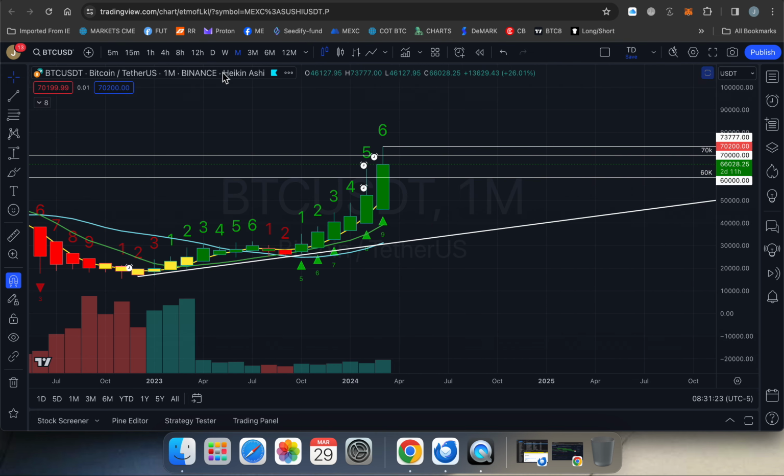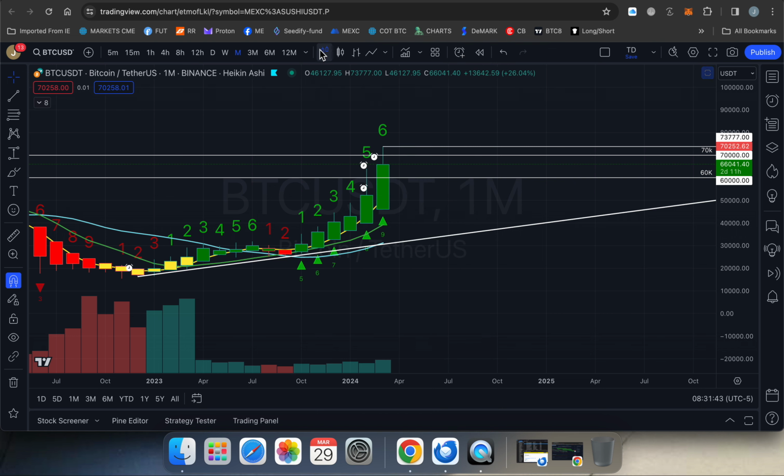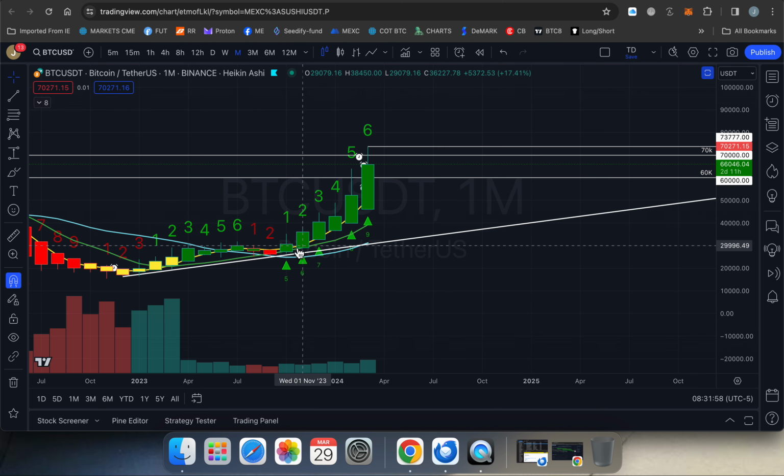I like to use this Heikin-Ashi candlestick. If you don't have it, you can click this Heikin-Ashi candlestick setting, and save it as your favorite. Just click your star button over here on Heikin-Ashi down here. That's going to save it up here to your favorites, and then once it's on Heikin-Ashi, it's going to say it right here by your ticker symbol, and it just kind of smooths out your trend. That's how it works.